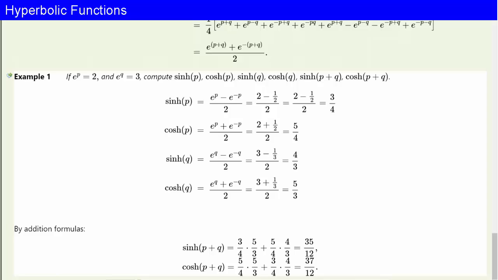Sinh of p plus q is sinh p cosh q plus cosh p sinh q. Work it out, you get 35/12. And for the cosh of p plus q, it's the same idea. The cosh of p plus q is cosh p cosh q plus sinh p sinh q, and that works out to 37/12, and you're done.